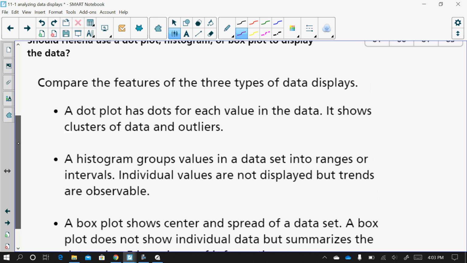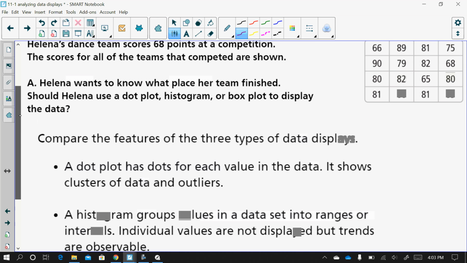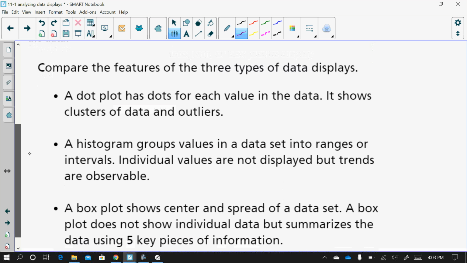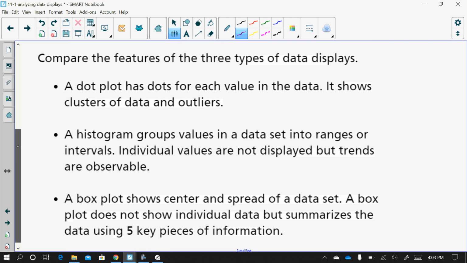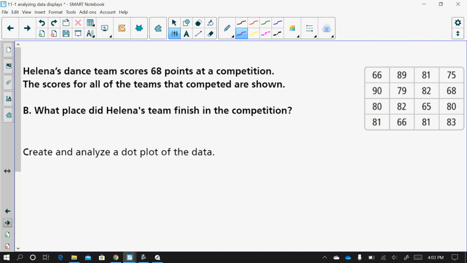So what do you guys think would be best? Well, if I want to know what place I scored, wouldn't it make sense to look at individuals? The only graph that really looked at individuals here was a dot plot. So if I want to know what place my team scored, I would have to go with a dot plot. What place did she finish? Well, let's make our dot plot and find out.